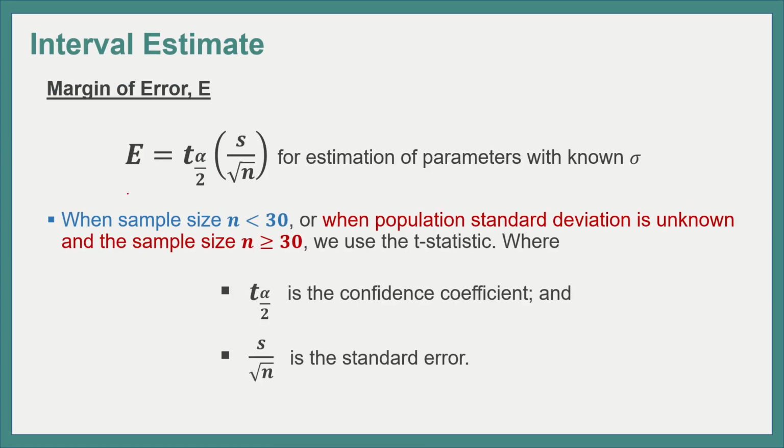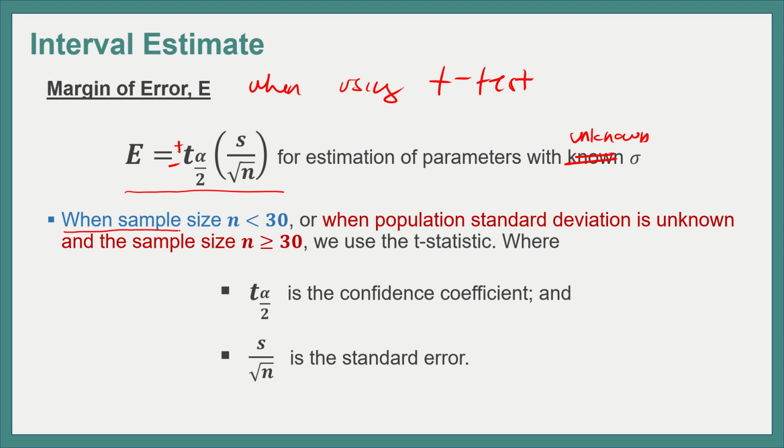On the other hand, we can use this other equation for the margin of error when using t-test. So our margin of error is equal to positive negative the critical value of t times the quantity sample standard deviation divided by the square root of our sample size. This is when our population standard deviation is unknown. We have here two cases wherein we can use our second equation. The first case is when our sample size is less than 30. So when n is less than 30, automatic, we will use this equation to solve for the margin of error.